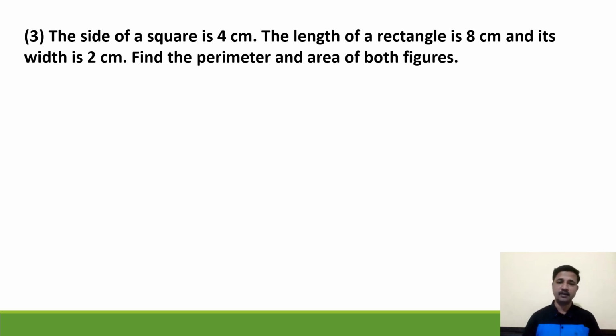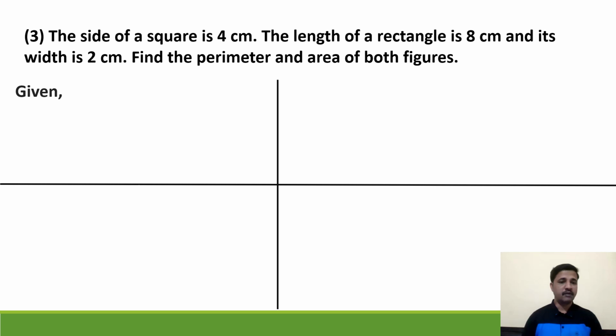विड्थ म्हणजे काय? ब्रेथ. ओके, आपल्याला पेरिमीटर पण काढायचं आहे आणि एरिया पण काढायचा आहे, दोघांचा. पहिला आपण पेरिमीटर काढून घेऊ. कुठला? स्क्वेअरचा. गिवन काय? साईड 4 सेंटीमीटर आहे. करेक्ट? ठीक आहे, गिवन. Okay, side is 4 centimeter.